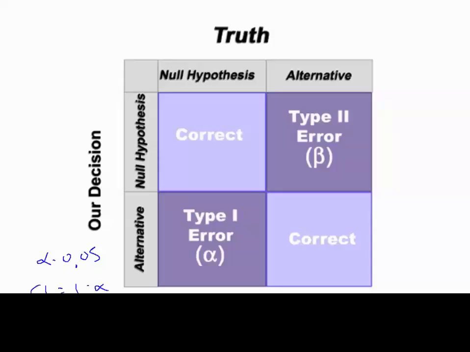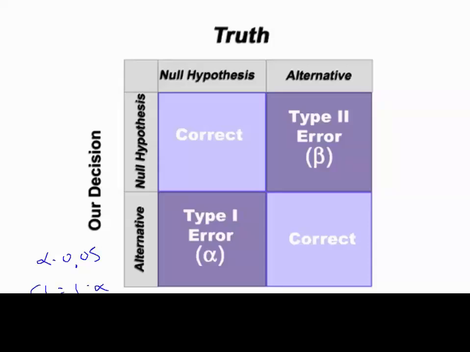So by specifying your type 1 error probability, you're basically specifying the confidence level you have when you reject the null hypothesis. 95% of the time when we reject, we're going to be correct. 5% of the time, we're going to be incorrect. If we specify alpha as 10%, then we know 90% of the time when we reject, we're going to be correct, and 10% of the time we're going to be incorrect. So that's the type 1 error.